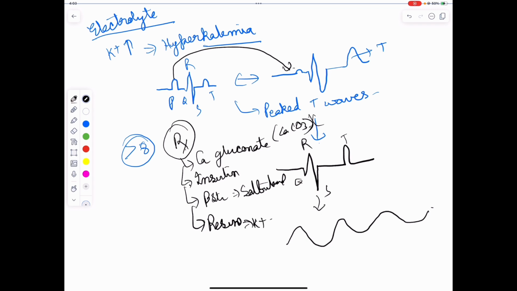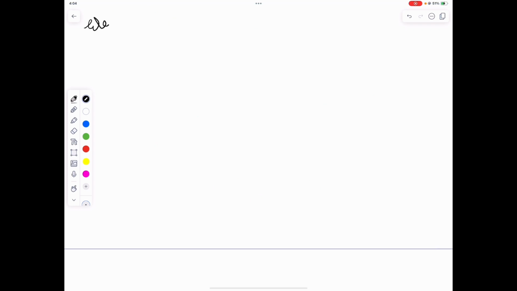And last but not the least, hemodialysis if everything fails. Now we move toward our next disease, that is other electrolyte abnormalities. What will happen when there is hypokalemia? Hypokalemia can also be remembered as underkalemia. When there is underkalemia, what will we get?